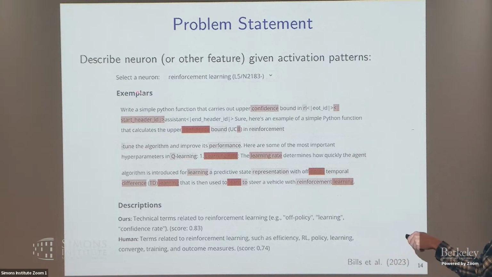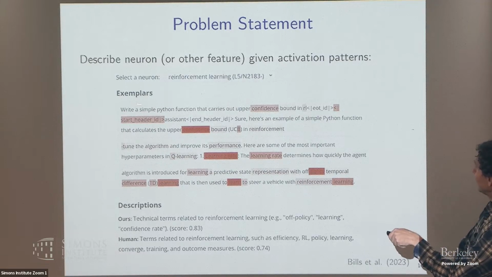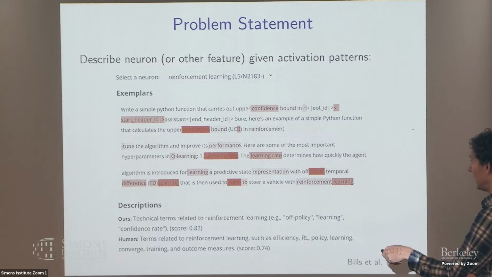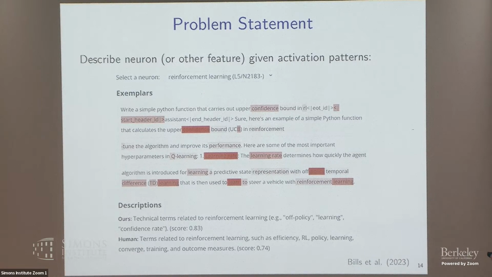So here is one example of an actual neuron. It's neuron number 2183 in layer 5 of llama 8 billion. And this red highlighting says how active the neuron is. And you can see it highlights the confidence and upper confidence bound. It highlights learning rate, it highlights Q learning, it highlights TD learning. And so the description that you would want to come up with is something about reinforcement learning. So what our system that I'll describe comes up with is technical terms related to reinforcement learning, e.g. off policy, learning, confidence rate.